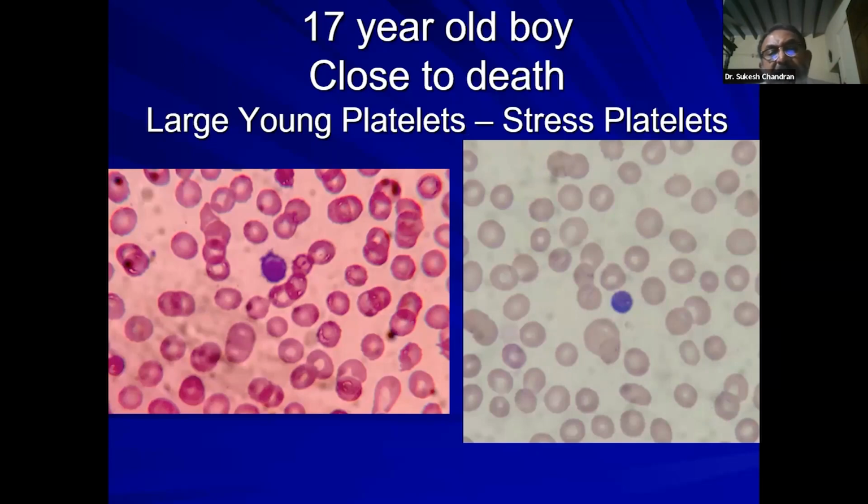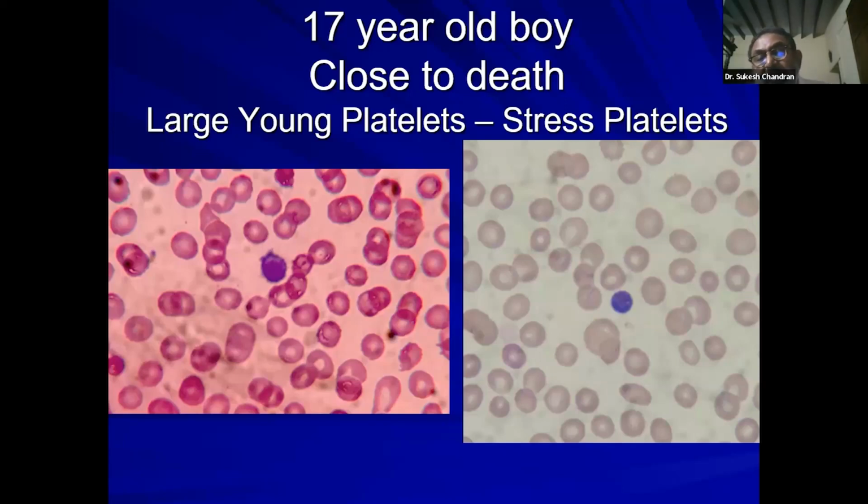So when I looked at his smear, I saw these platelets. You must be thinking, are they platelets or lymphocytes? You look at the intense blue protoplasm of the platelet, not cytoplasm, protoplasm of the platelet. These platelets, I call them stress platelets, which basically means platelets are going to be produced. Platelet production or platelet increase is imminent.